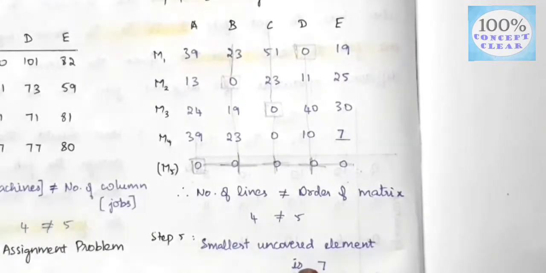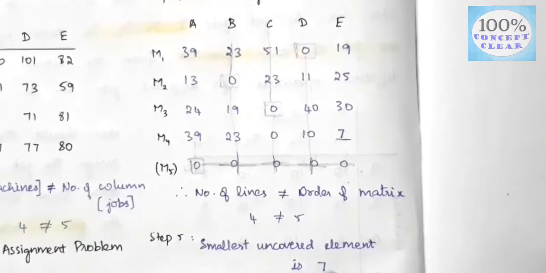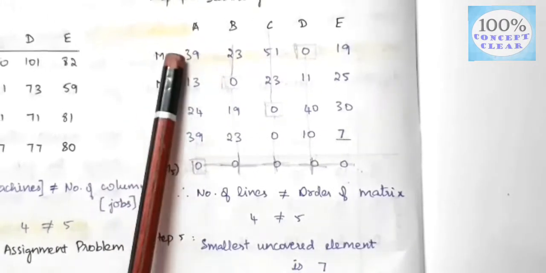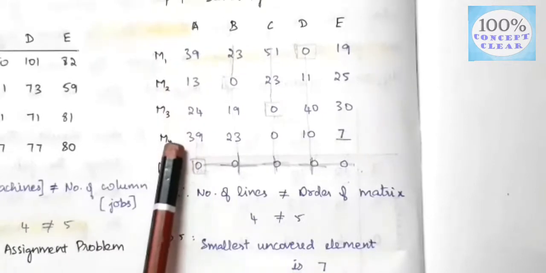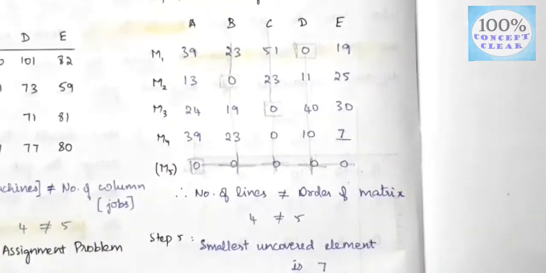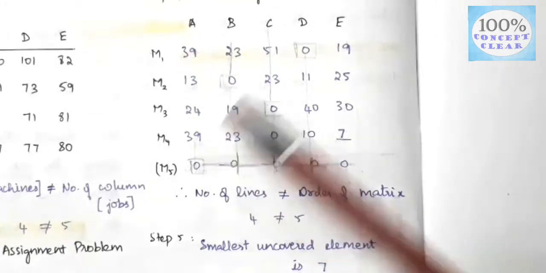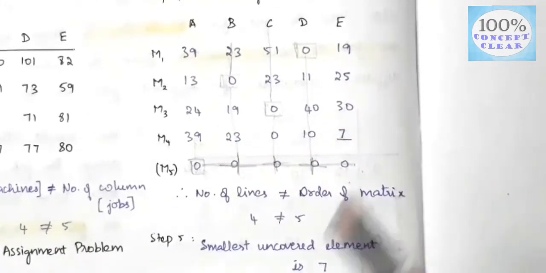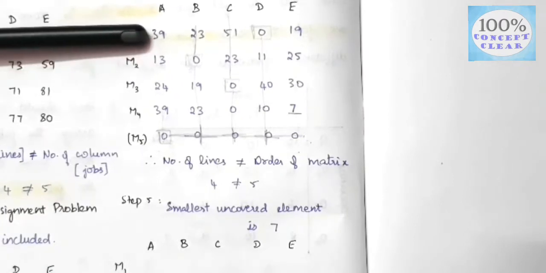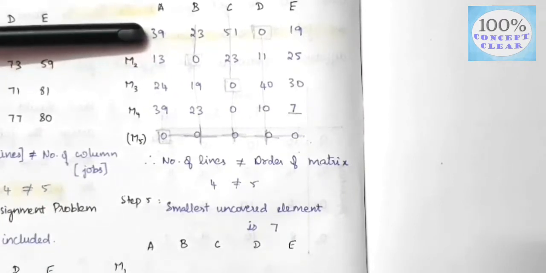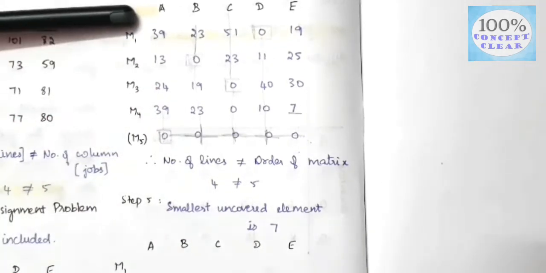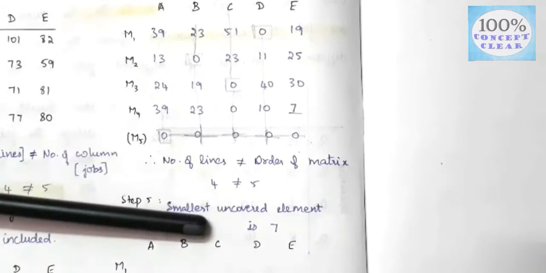And the third step is we should subtract this 7 from all the uncovered elements. Here the uncovered elements are 39, 13, 24, 39 and 19, 25, 30 and 7. So we should subtract this 7 from these 8 elements. So let's do that. In the first row, 39 is an uncovered element, so we should subtract this 7. So 39 minus 7 is 32.